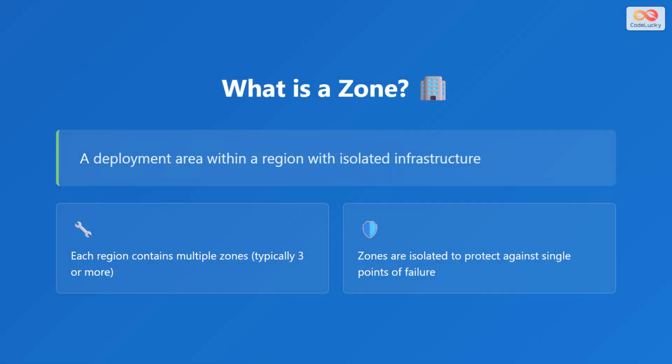A zone is a deployment area within a region that has its own isolated infrastructure. Each region contains multiple zones, typically 3 or more. These zones are physically separate data centers with independent power, cooling, and networking. The key benefit is isolation. If one zone experiences a failure due to hardware issues or natural disasters, the other zones in the same region continue operating normally. This design protects your applications from single points of failure.